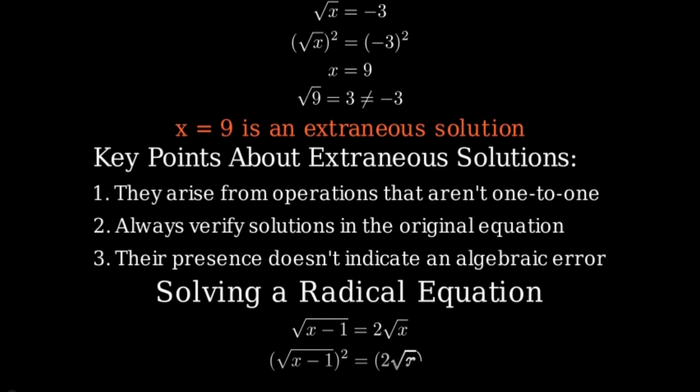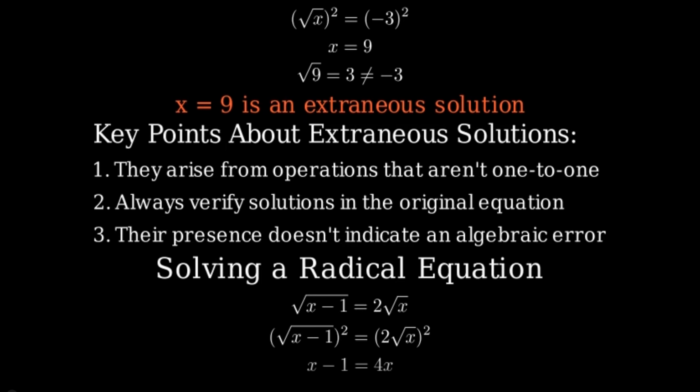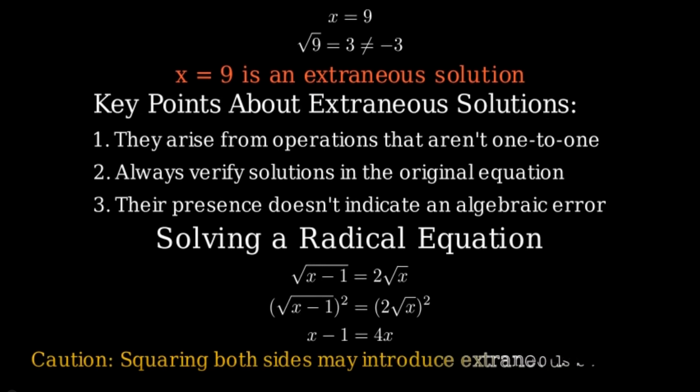First, we square both sides of the equation. This gives us x minus 1 equals 4x. Squaring both sides is a common technique for eliminating radicals. However, this is precisely one of those operations that can introduce extraneous solutions.